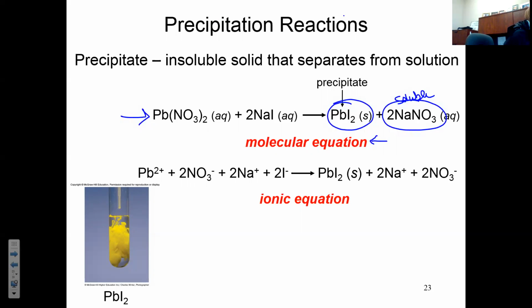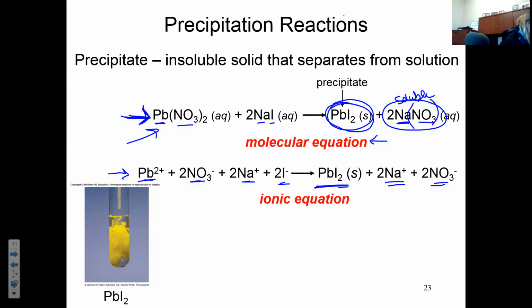If we were to go into what we call an ionic equation, we would break this entire molecular equation down into ions. So the first thing that we would see is we have a Pb, and so we would write down Pb. Then we see we have an NO3. It's together, so let's leave it together. So we've got NO3. Then we've got an Na, an I.